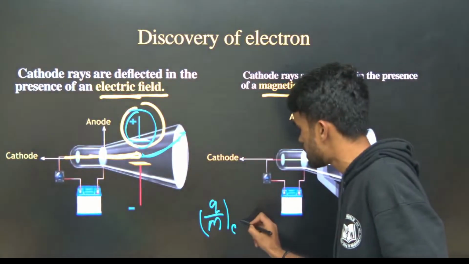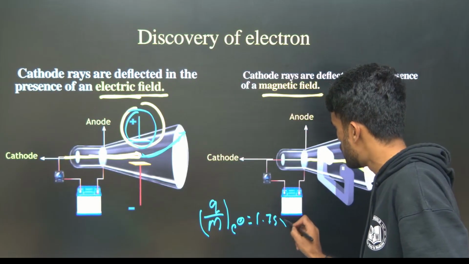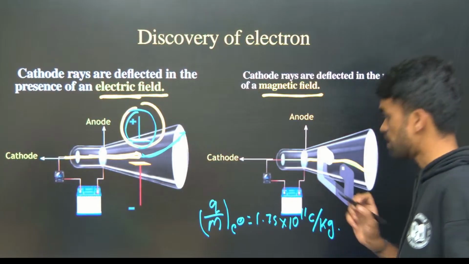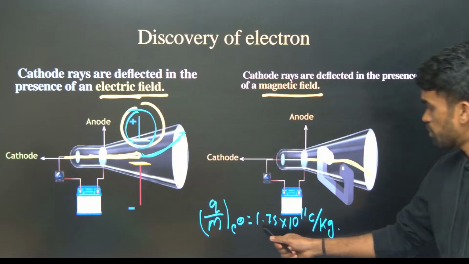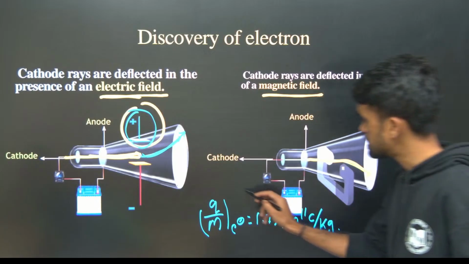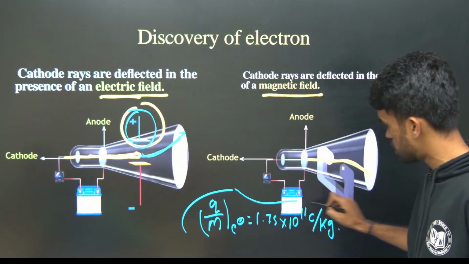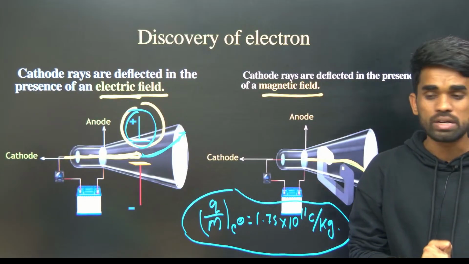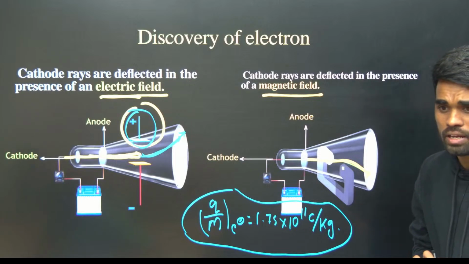Charge to mass ratio of electron is around 1.75 into 10 power 11 coulomb per kg. What is the value he got? Charge to mass ratio of electron as 1.75 into 10 power 11 coulomb per kg. More than the experiment, you should remember the values here. If they ask the charge to mass ratio of electron, what is that? 1.75 into 10 power 11 coulomb per kg.